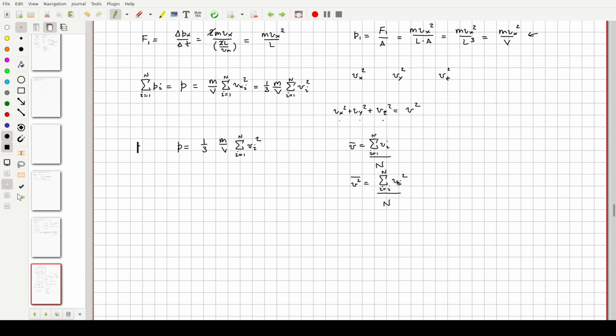And what that means is that I can rewrite this right here as just v squared average times n. So this right here is v squared average times n. So now I have P on the left-hand side. And on the right-hand side, I have 1/3 the mass of one of these particles divided by the volume times v squared average times n. Now what I'm going to do is to move the V to the left-hand side.